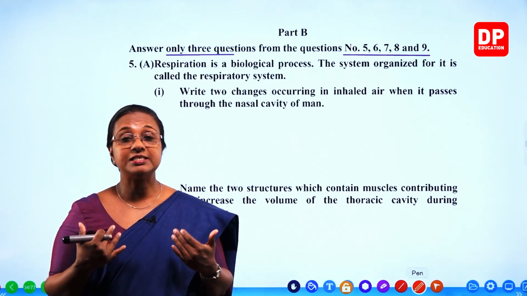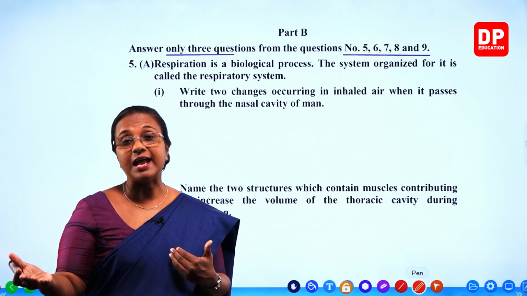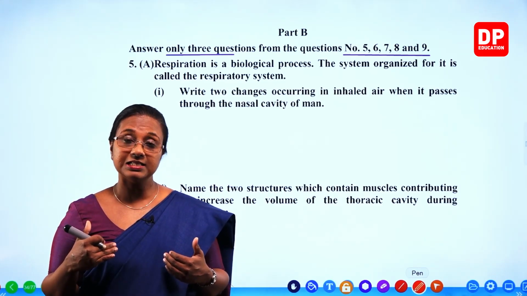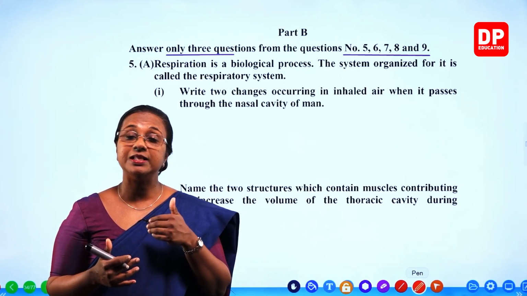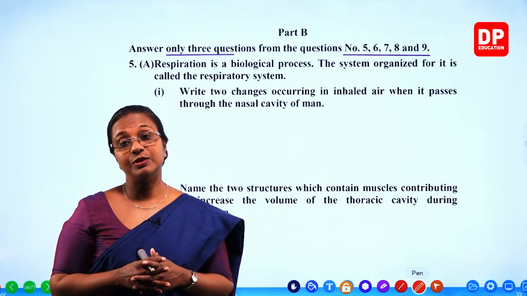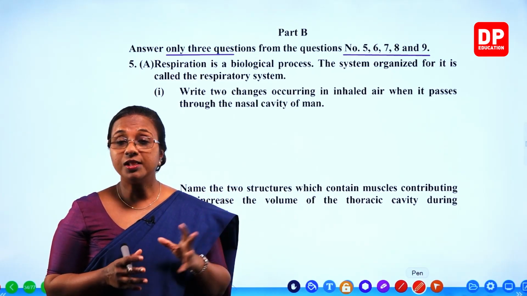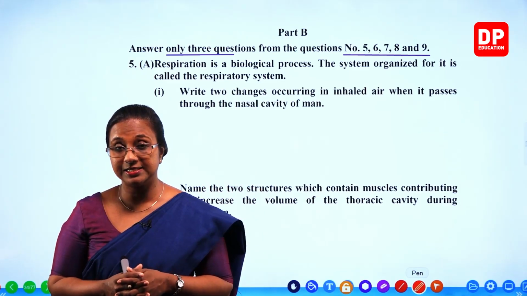You all know the first step is the gas exchange between the environment or the atmosphere and the lungs. Then the second step is the gas exchange between the lungs and blood vessels. And the third one is cellular respiration. So all the processes together are the function of the respiratory system.